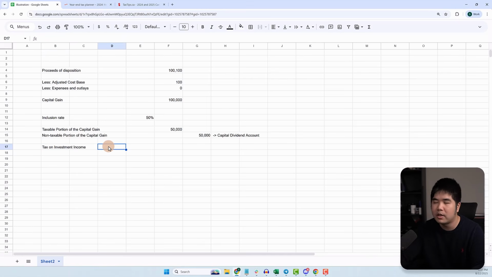As you may know, Canadian-controlled private corporations pay 9 to 12% on active business income if they're eligible for the small business deduction, or about 27, 28% if they exceed that small business deduction threshold. But when it comes to investment income, the tax rate is a little bit different, and it's about 50%. It's a little bit different depending on your province.